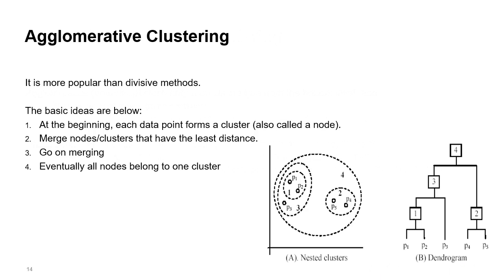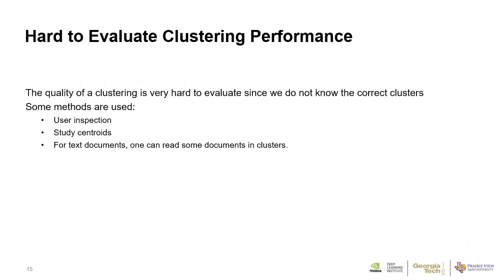For agglomerative clustering, at the beginning, each data point forms a cluster, also called a node, and then it merges nodes or clusters that have the least distance until the algorithm has converged. Eventually, all nodes belong to one cluster. It is extremely difficult to measure the performance of clustering since we do not know the correct clusters. There are some general rules to measure the clustering quality. For example, we can employ humans to check the quality manually, but this approach is costly.